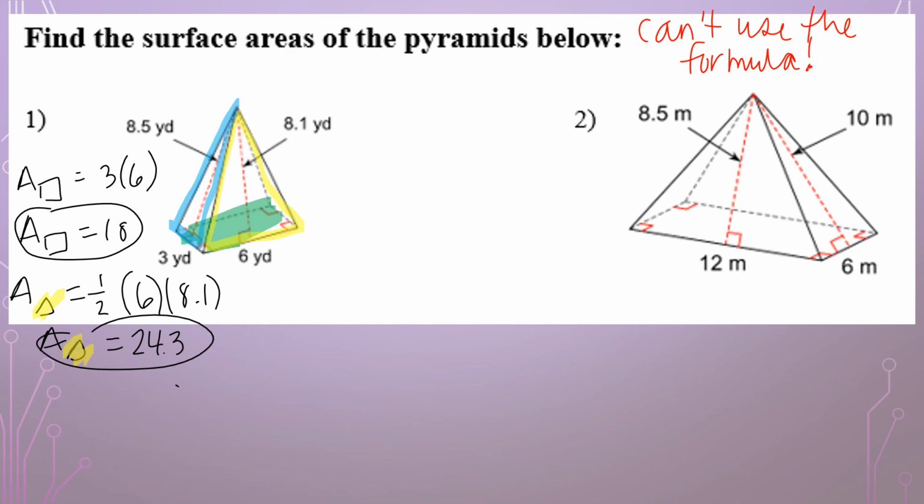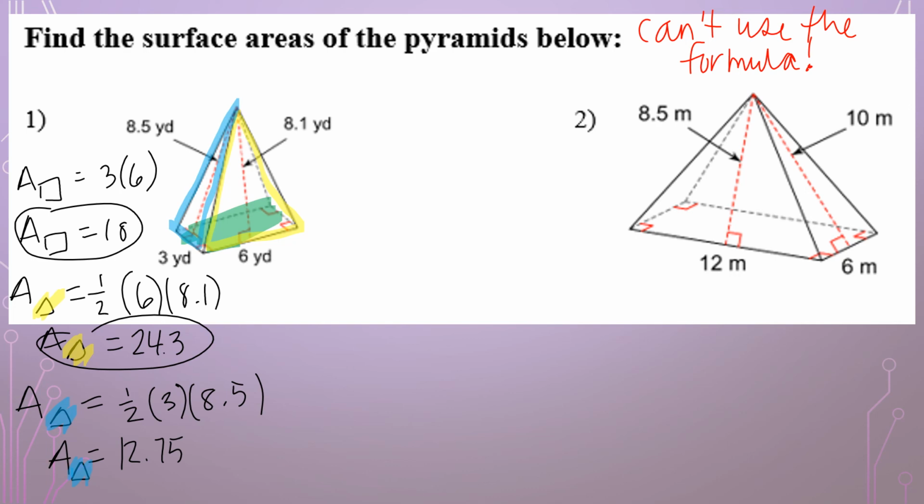Okay. Then we have the blue triangle. Area of the blue triangle is 1/2, the base of the blue triangle is 3, and the height of the blue triangle is 8.5. You put those together and you get 12.75.